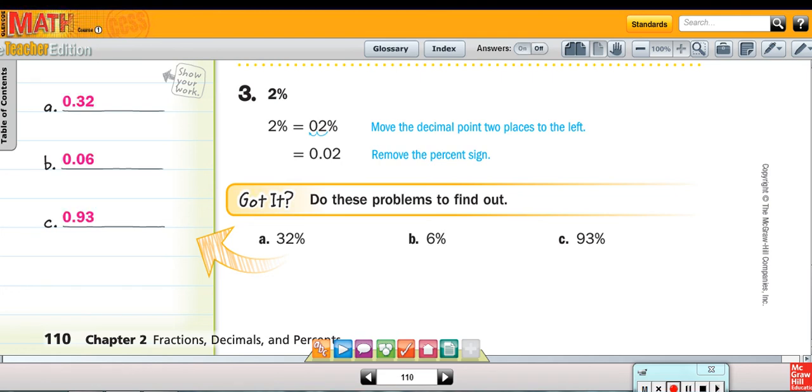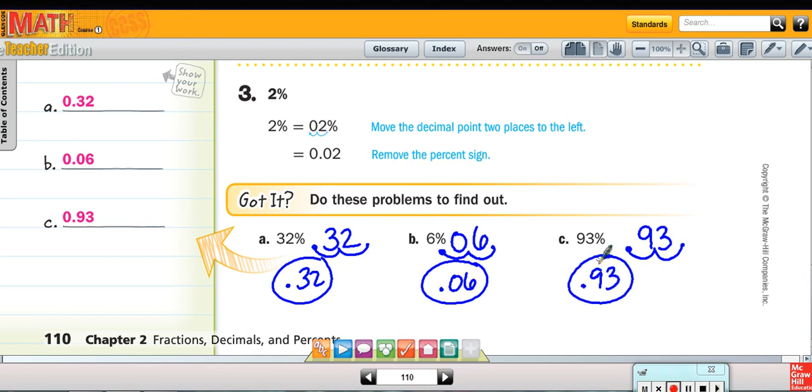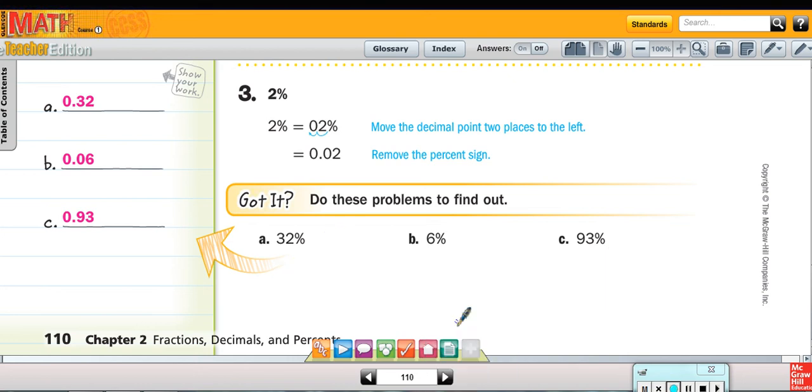If we take a look here at our got it problems, we have 32%. I remove the percentage sign, I divide by 100, I get 32 hundredths. You can have the 0 in front as well. If I remove the percentage sign for B, there's 6%. Move back 2 places, divide by 100, that makes 6 hundredths. Be careful to annex that 0. Letter C, if I have 93%, I remove the percentage sign, I divide by 100, and I get 93 hundredths. If you did pretty well on those, you're feeling comfortable and confident, let's go on to page 111. If not, take a minute and go back and review.